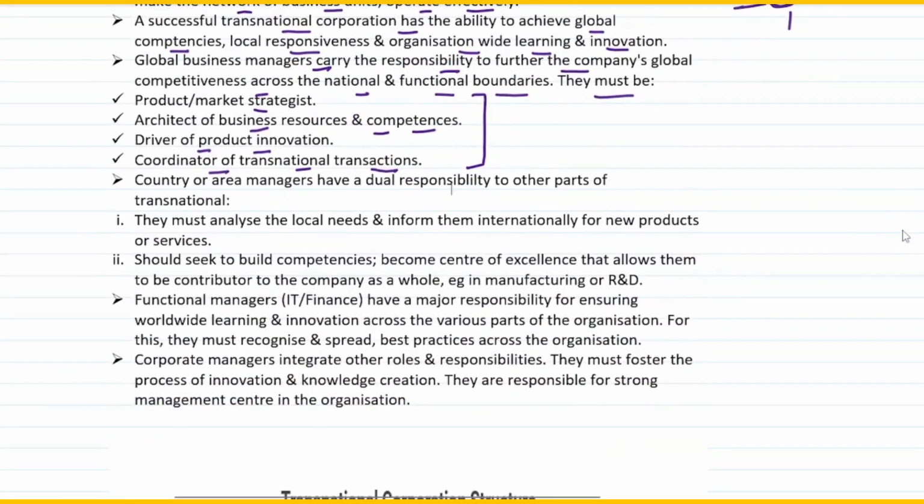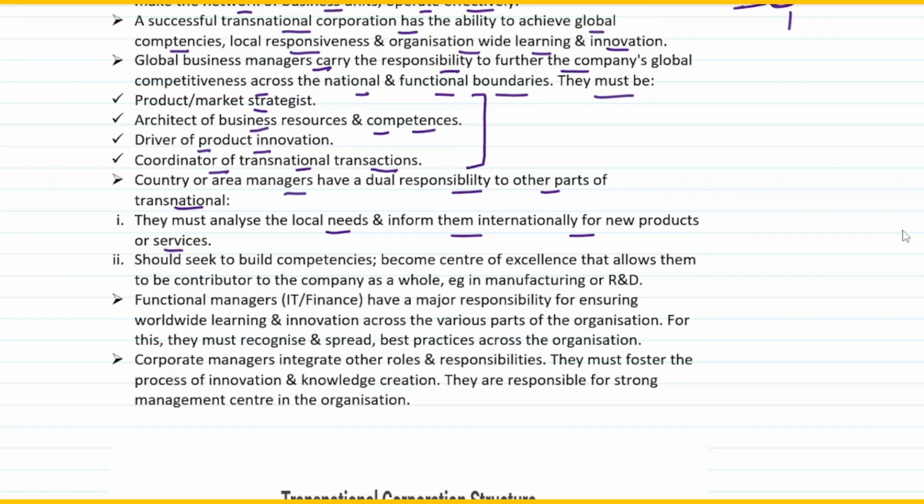The other characteristics are, first of all, country or area managers have a dual responsibility to other parts of the transnational. What are the other responsibilities that country or area managers have? They basically have two responsibilities. First of all, they must analyze the local needs and inform them internationally for new products or services. That's the first and foremost, because you're working within your own market. So you should be able to analyze the local needs, and that should be conveyed to the international headquarters for the new products or services.